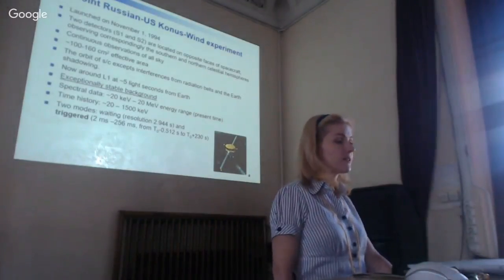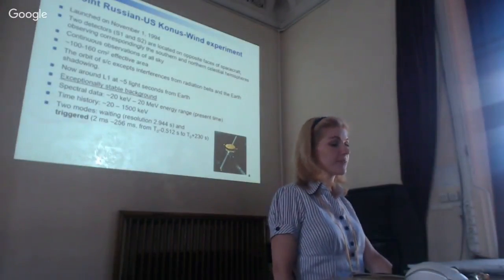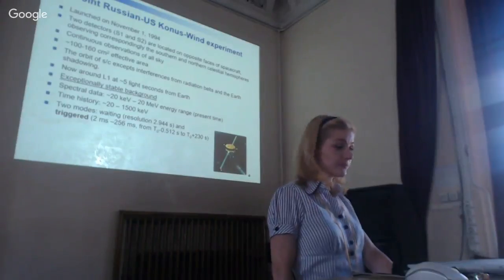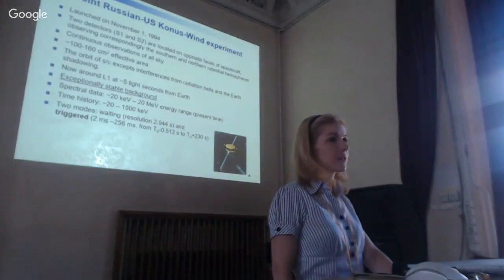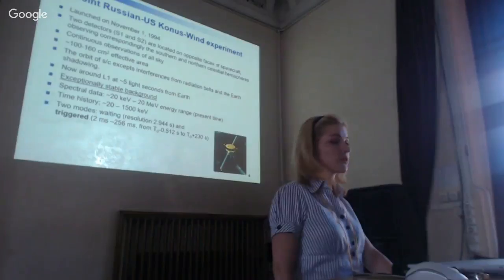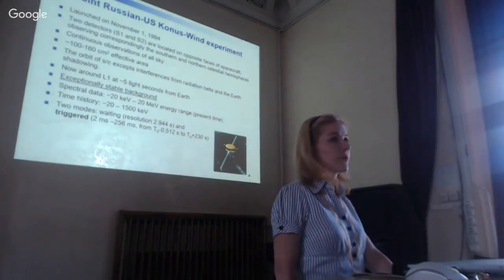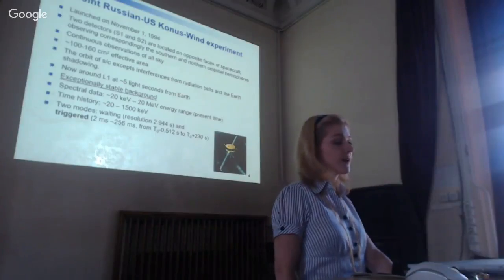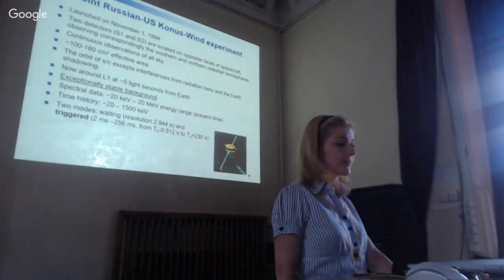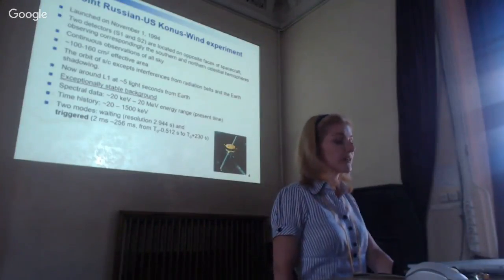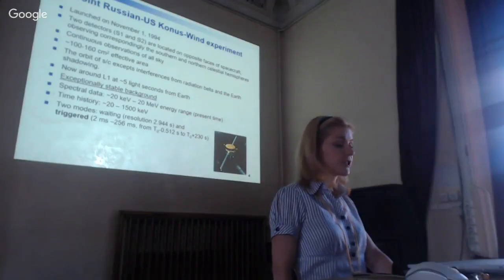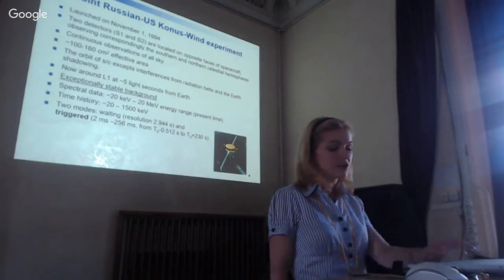Konus-Wind is the joint Russian-United States experiment. Konus-Wind operates more than 20 years. It doesn't suffer from the Earth occultations, has a very stable background, and the spectral data is obtained in a wide energy range.